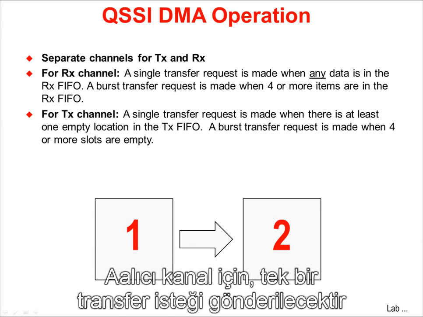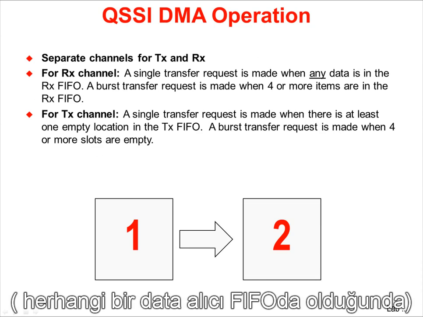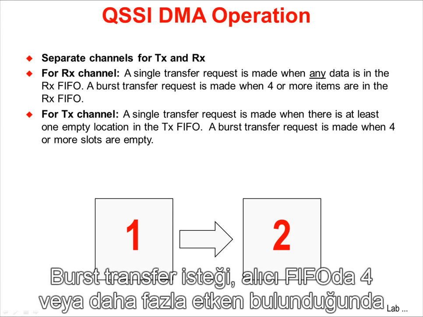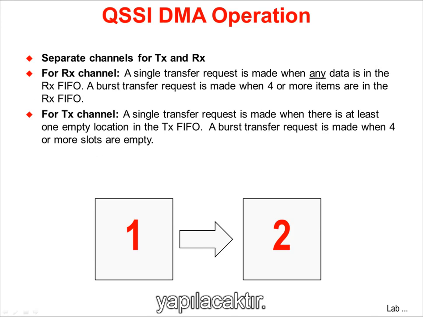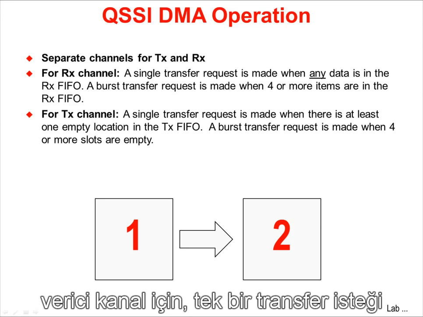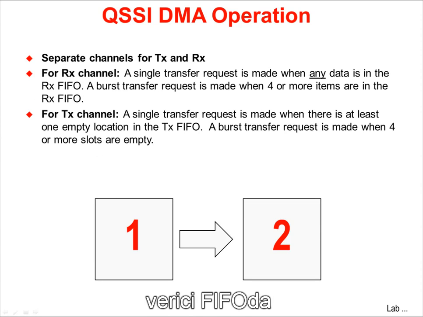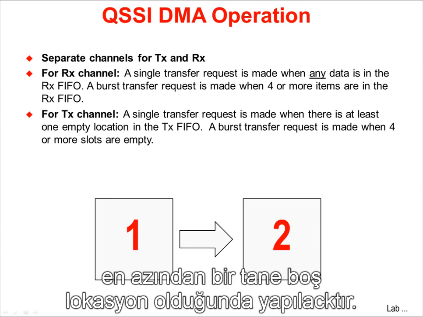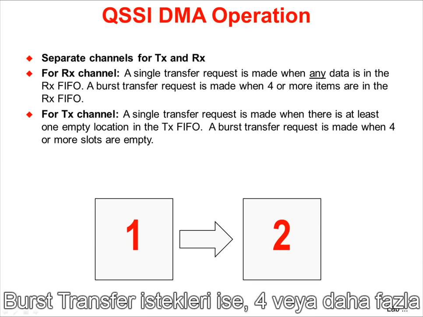For the receive channel, a single transfer request will be made when any data is in the receive FIFO. A burst transfer request will be made when 4 or more items are in the receive FIFO. For the transmit channel, a single transfer request will be made when there is at least 1 empty location in the transmit FIFO. A burst transfer request will be made when 4 or more of the slots are empty.